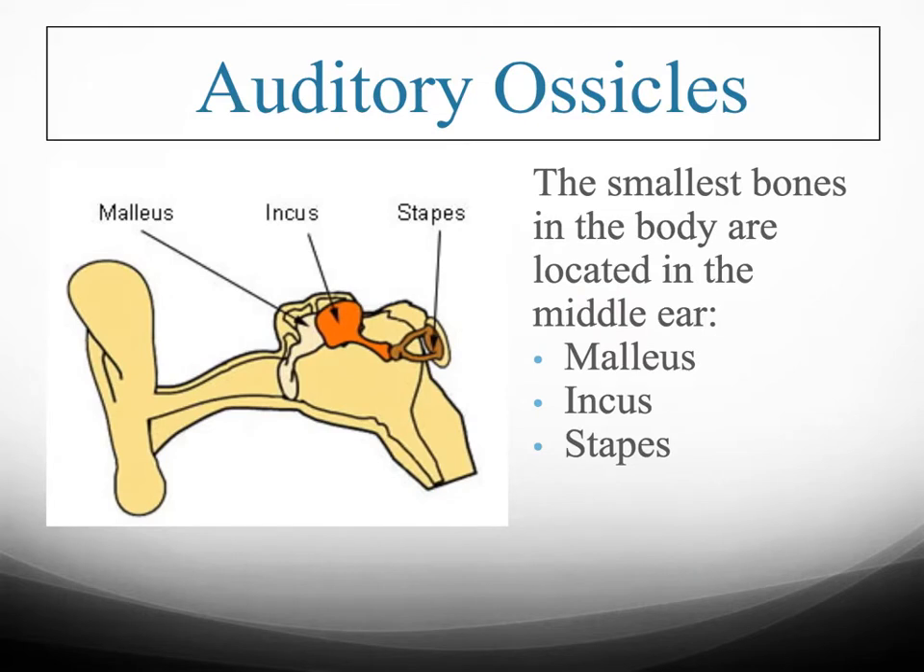Alright, these are the smallest bones in your body, and they're found in the middle ear. The malleus, the incus, and the stapes. These are your auditory ossicles. You probably know them as the hammer, the anvil, and the stirrup. The hammer is the malleus, the anvil is the incus, and the stirrup is the stapes.